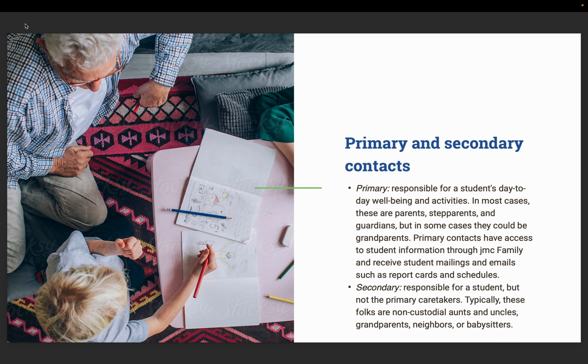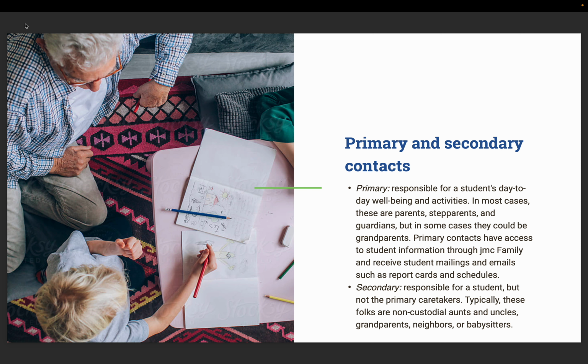Primary contact is again responsible for the student's day-to-day well-being and activities. In most cases, these are parents, step-parents, and guardians, but in some cases they could be grandparents. Primary contacts have access to student information through JMC Family and receive student mailings and emails, such as report cards and schedules. Secondary contact is responsible for a student, but not the primary caretaker.